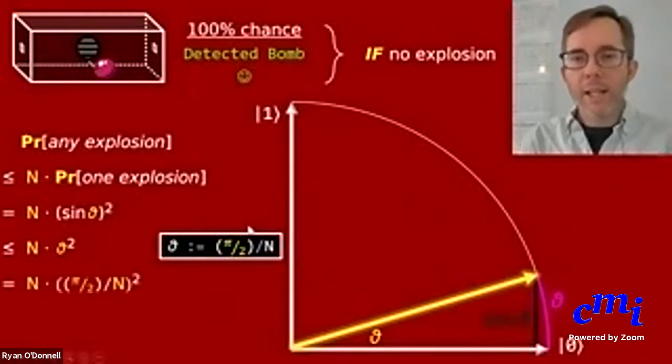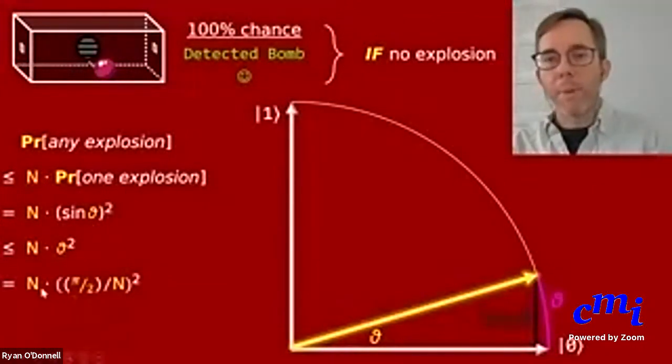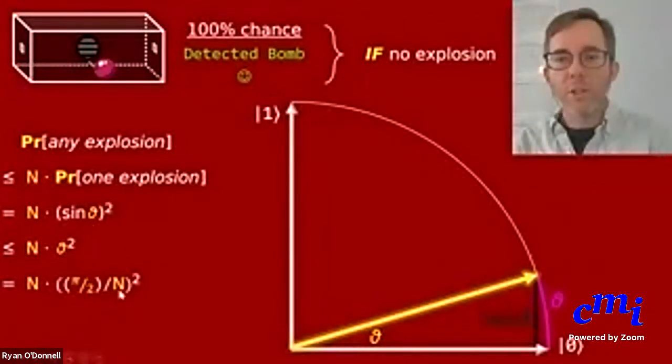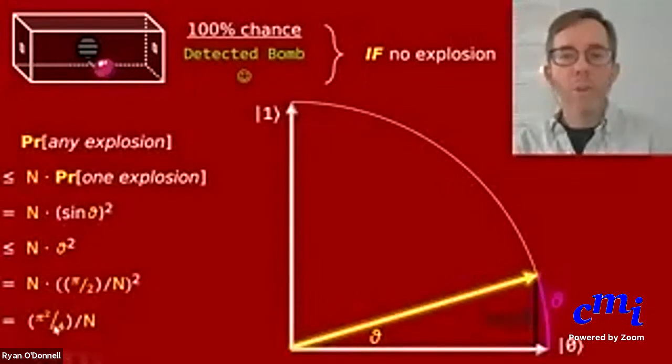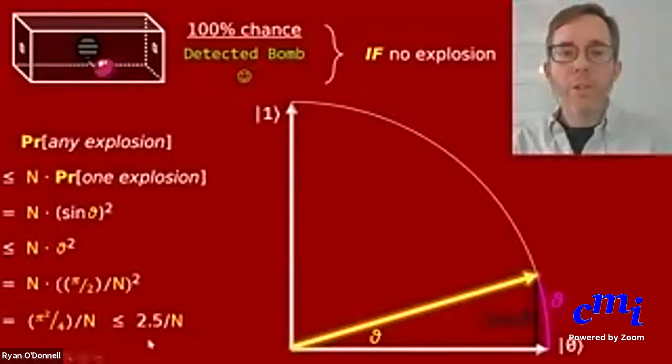So we plug this in. The probability of exploding at all is upper bounded by n times pi over 2 over n, all squared. So when we multiply that out, this upper bound is pi squared over 4 over n. We still have an n in the denominator. Okay, and everybody knows pi squared is basically 10, and 10 over 4 is 2.5. So this is at most 2.5 over n. And this is cool because it gets smaller and smaller the bigger you take the safety parameter to be.